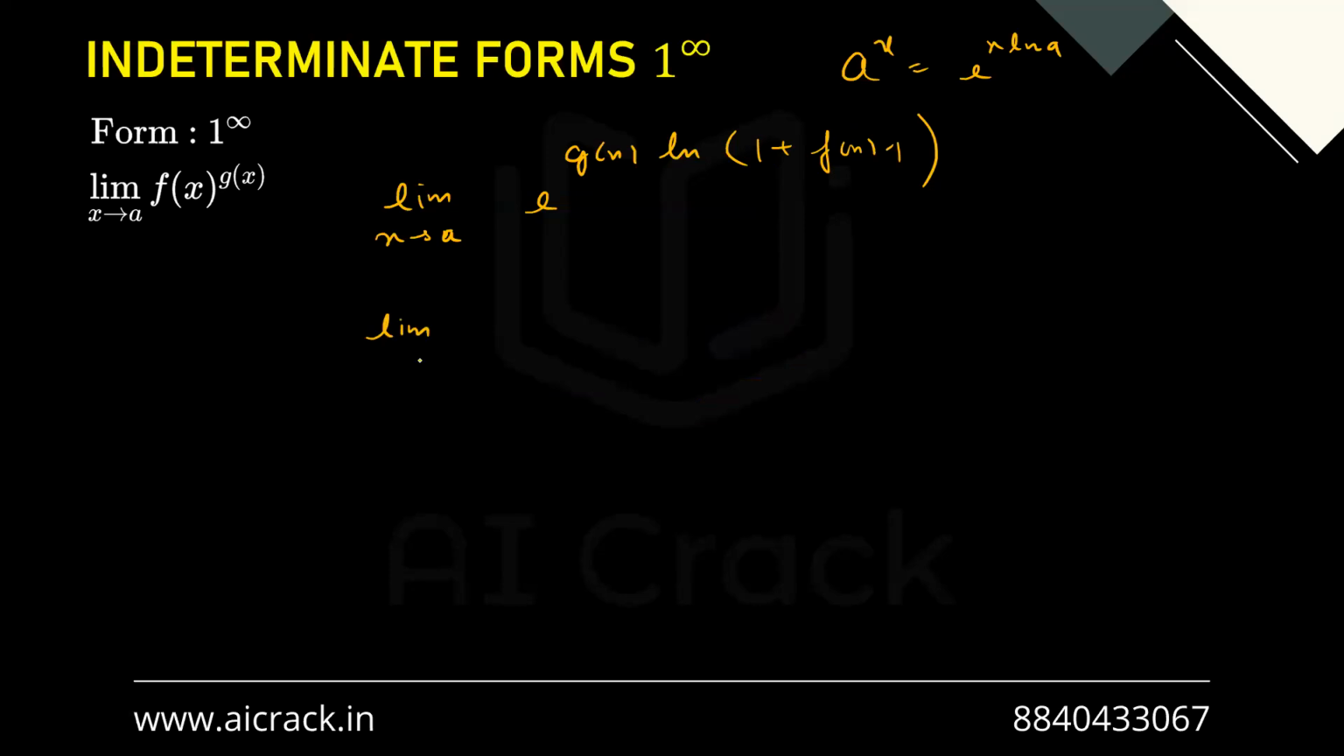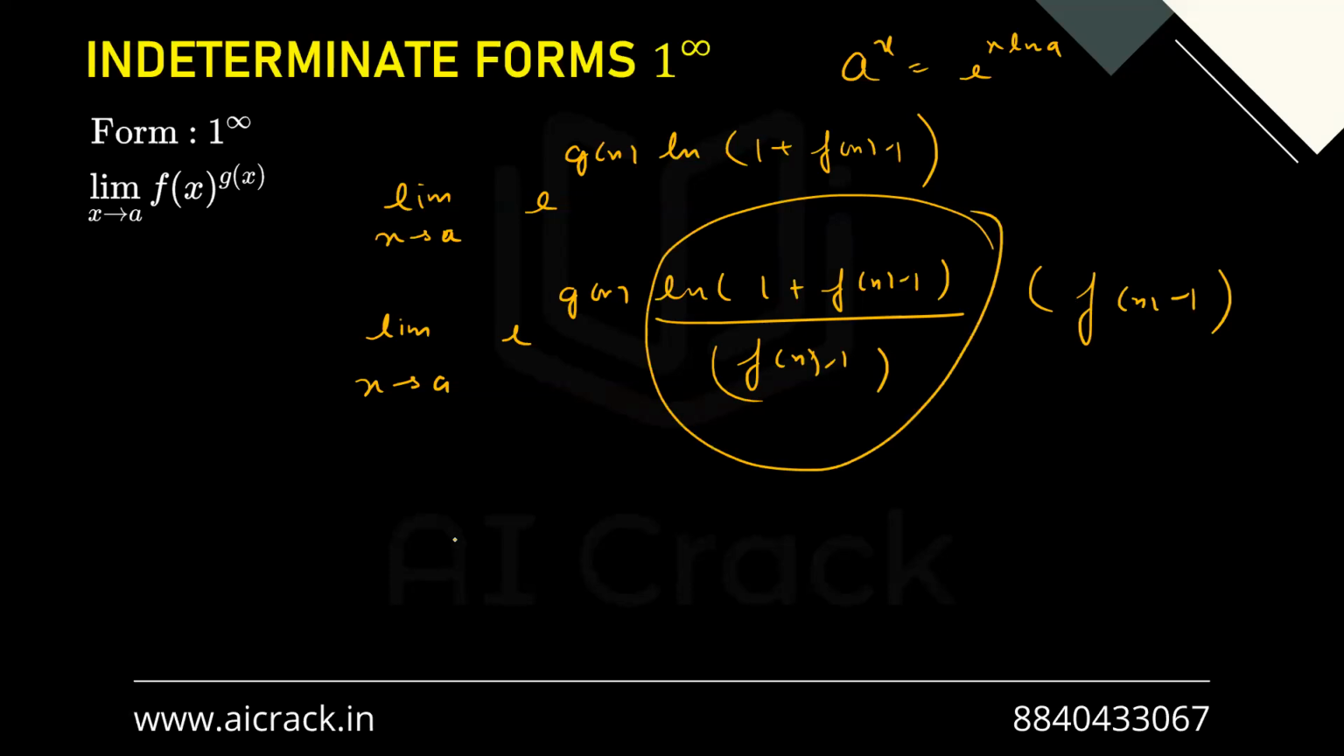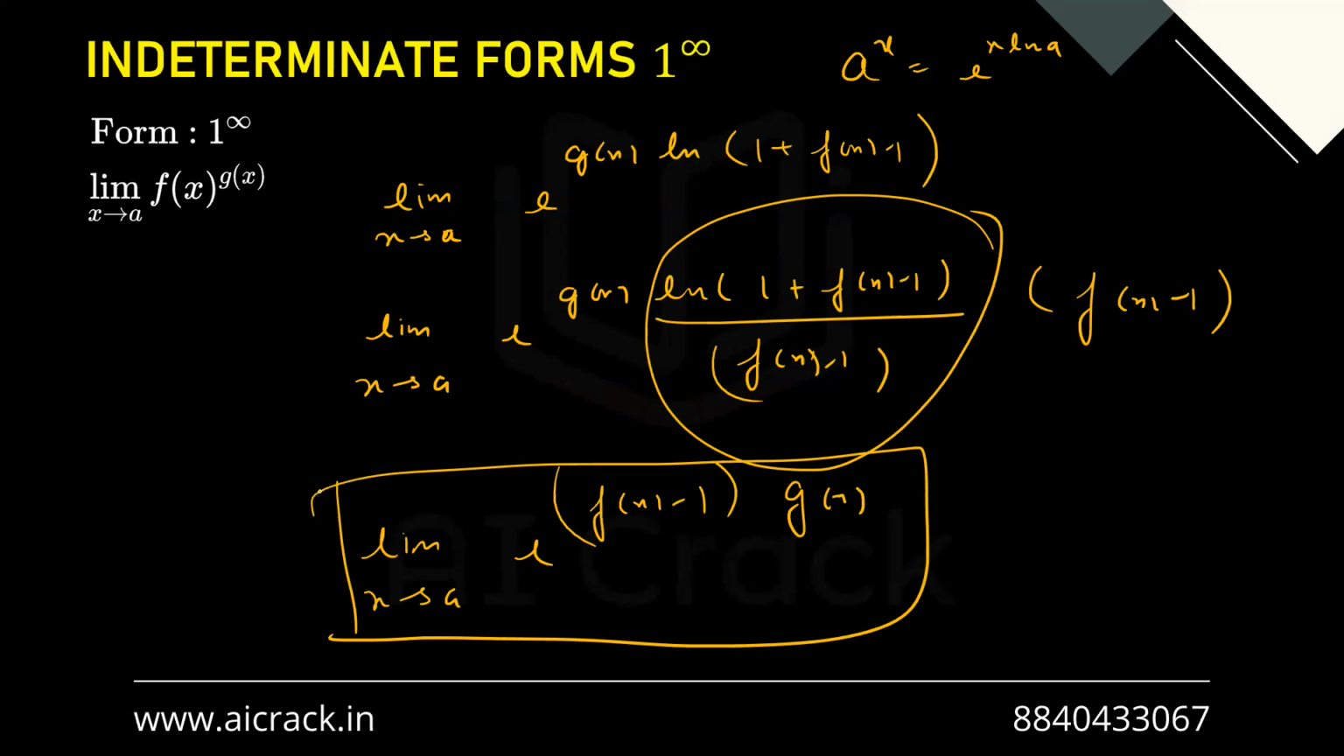Okay, so this becomes limit x approaches a of e^(g(x) ...), and what we can do, we can multiply and divide by f(x) - 1 over here. f(x) - 1 divided by f(x) - 1 and multiplied by f(x) - 1. Okay, now this limit becomes 1. So what eventually we have got is limit x approaches a of e^((f(x) - 1)·g(x)), because this limit went to 1. Okay, so this is our final expression. We have to solve all these questions with this formula, and then we have to find out the limit. Once we have got this, now we can find out the limit.